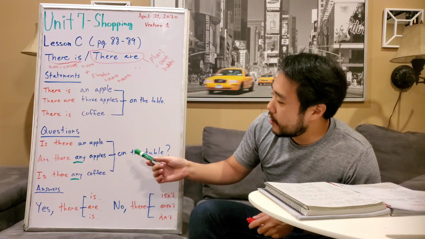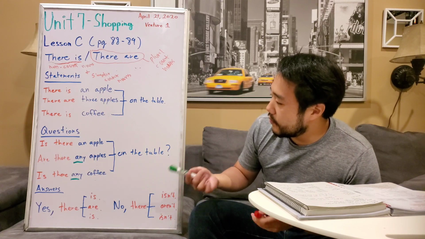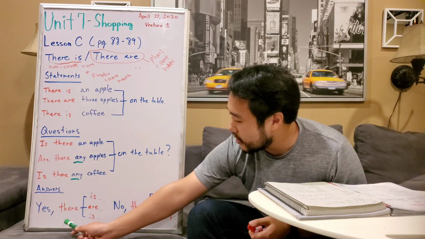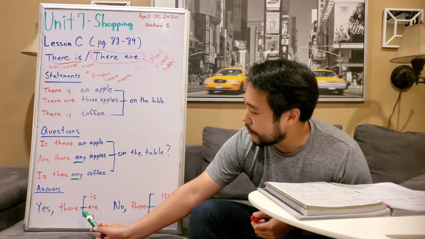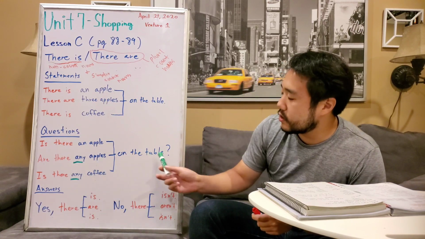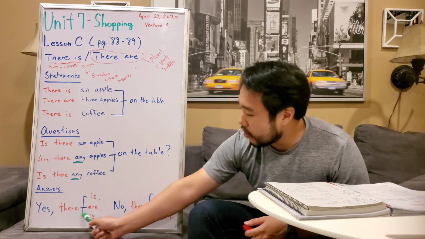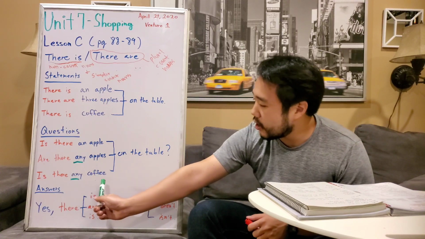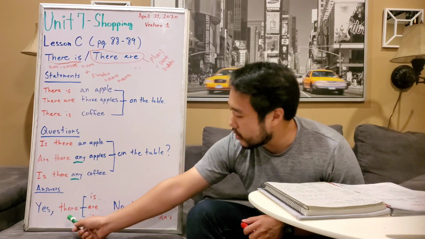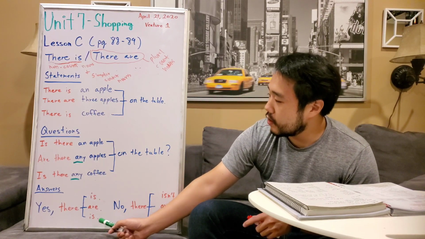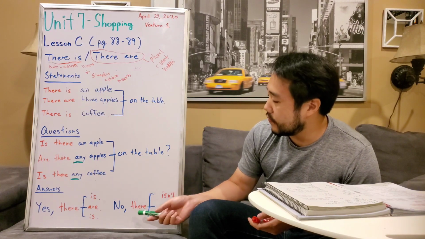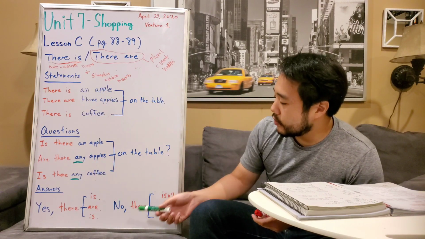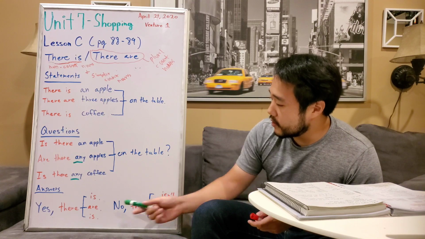So is there an apple on the table? If there is, then we say yes, there is. Right? For are there any apples on the table? Yes, there are. Is there any coffee on the table? Yes, there is. But if there isn't, or if it's a no, we say, is there an apple? No, there isn't.